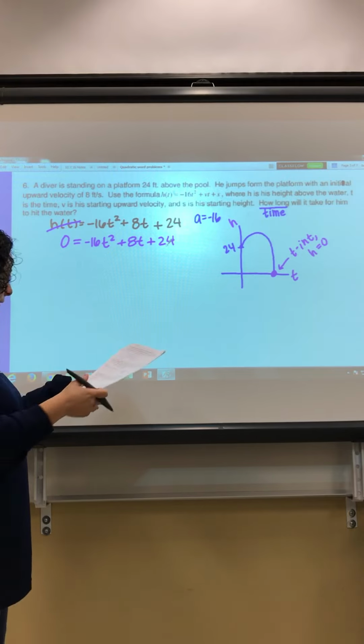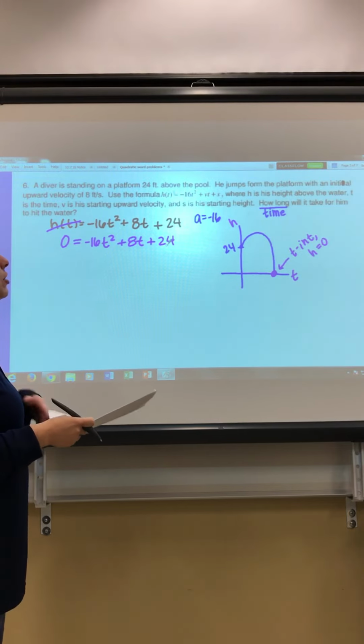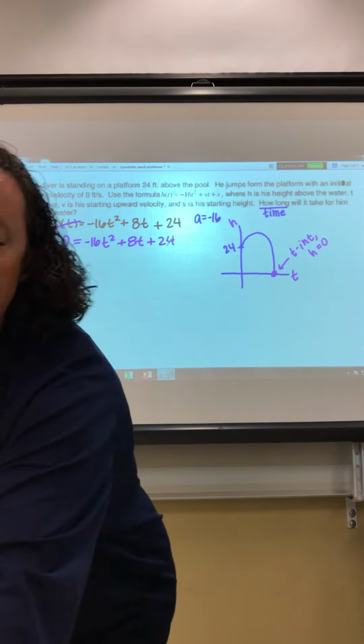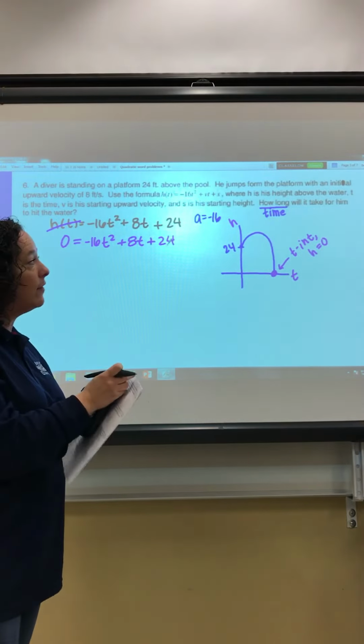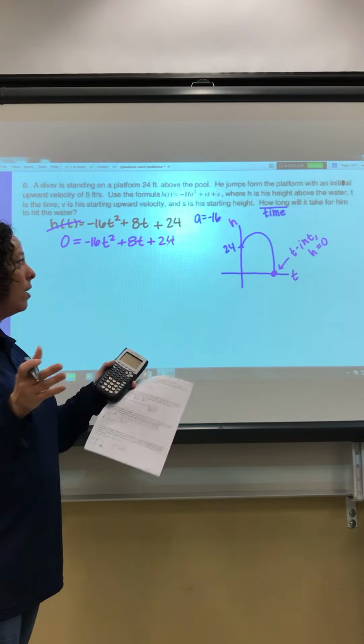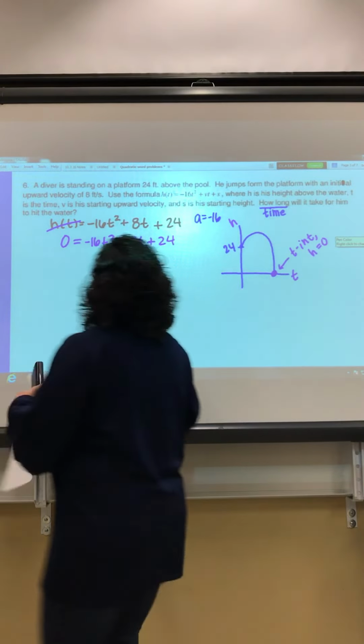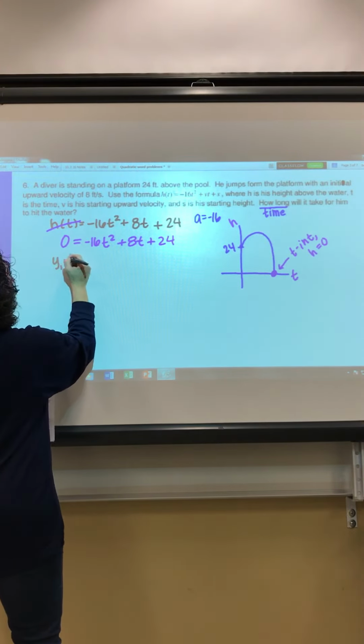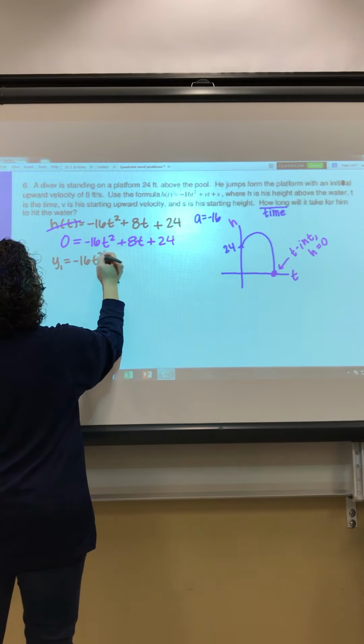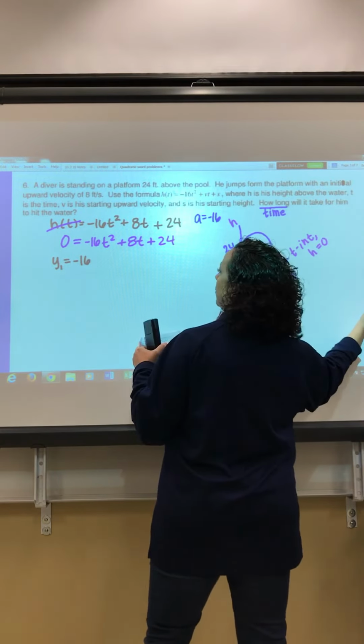Now, how will we solve this? There's a couple ways. I want you to actually use your calculator this time. I have a specific way I teach this, but just know there are other ways to do this. The way I showed you last week was, in Y1, you put the actual vertical motion formula. Now you won't use a T, you'll use your X button.